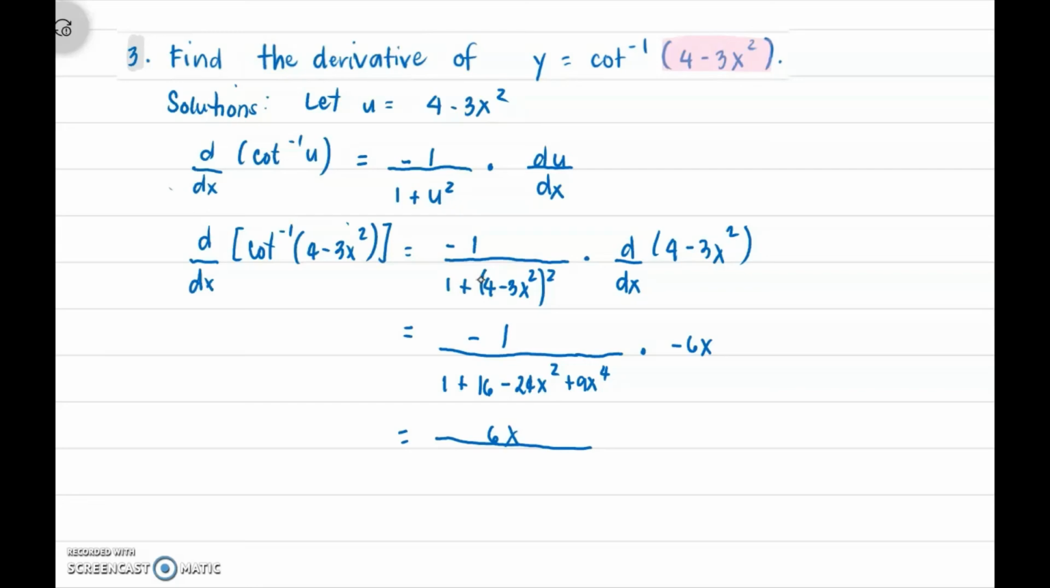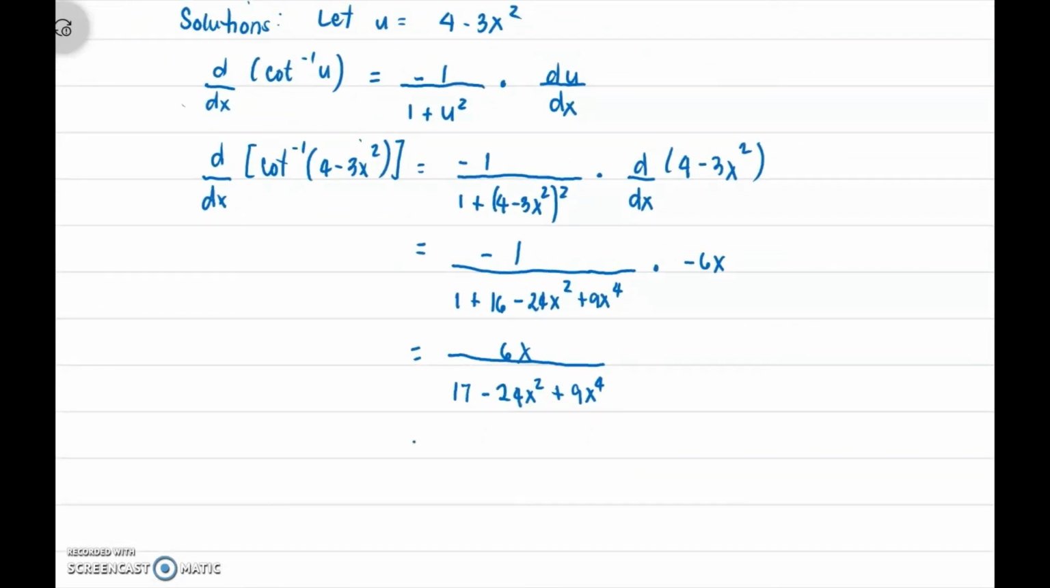combine like terms in our denominator, so we have 1 plus 16 is 17 minus 24x squared plus 9x raised to 4. Or we can rewrite our denominator in standard form. So our derivative now will be equal to 6x over 9x raised to 4 minus 24x squared plus 17. And that is already our final answer.